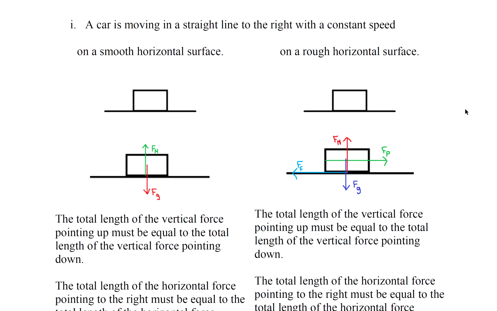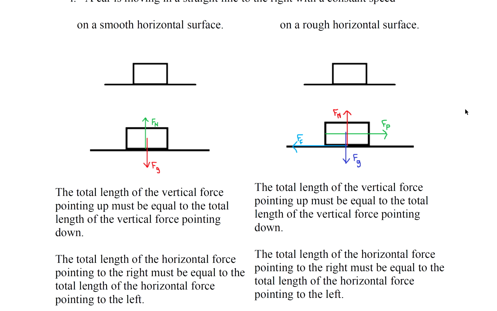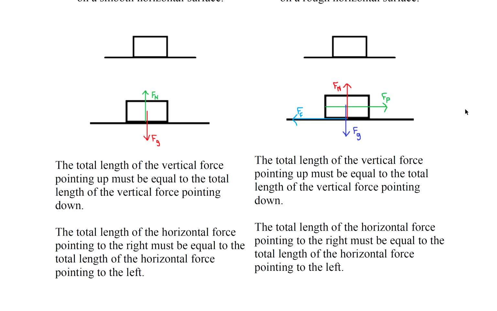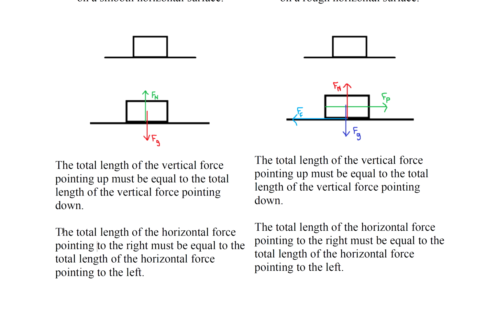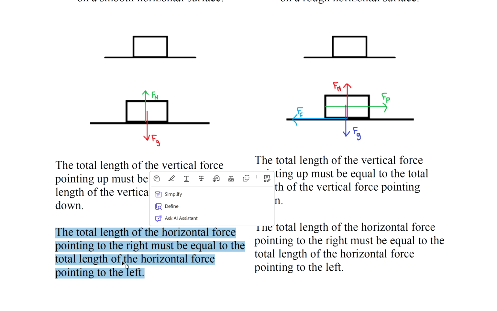Part I. A car is moving in a straight line to the right with a constant speed. Look at the problem on the left, on a smooth horizontal surface. So the total length of the vertical force up is equal to the total length of the vertical force down. And the total length of the horizontal force to the right must be equal to the total length of the horizontal force to the left. But in fact, it's on a smooth surface, so there's no friction. So there is no force to the right or the left.